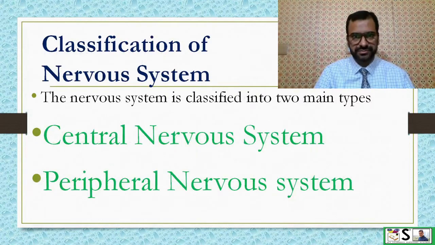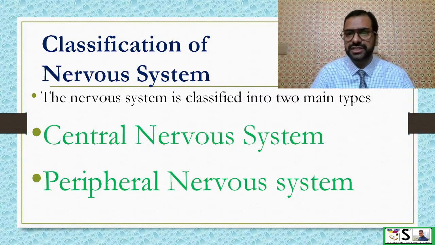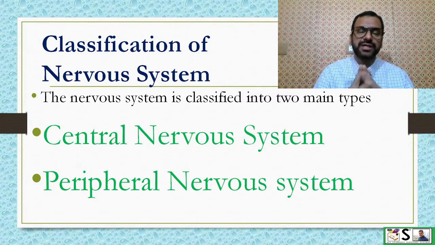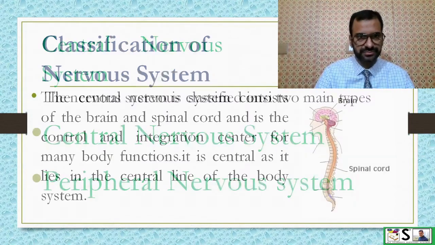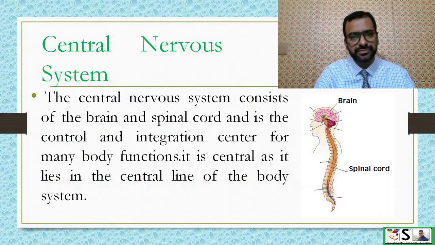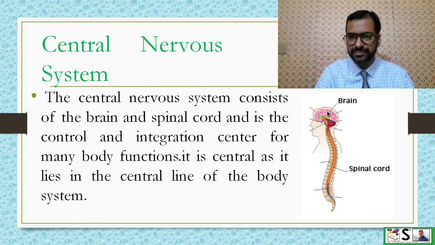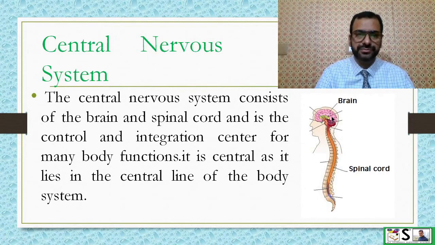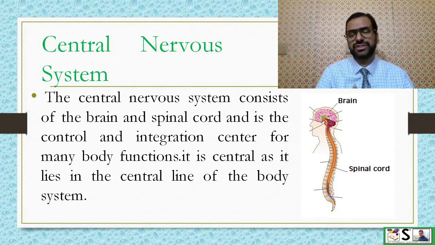Classification of the nervous system. The nervous system is classified into two main groups. What are these? Central nervous system and peripheral nervous system. The central nervous system consists of the brain and spinal cord and is the control and integration center for many body functions. It is central in our body, in the central part of our body, so it is known as the central nervous system.